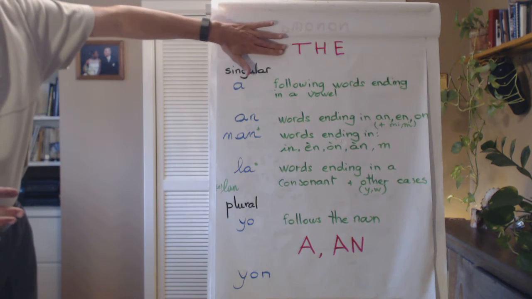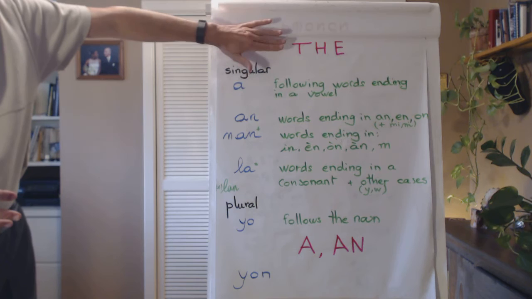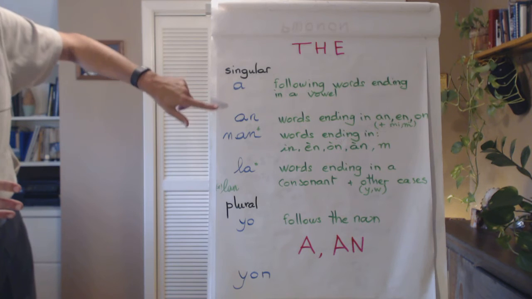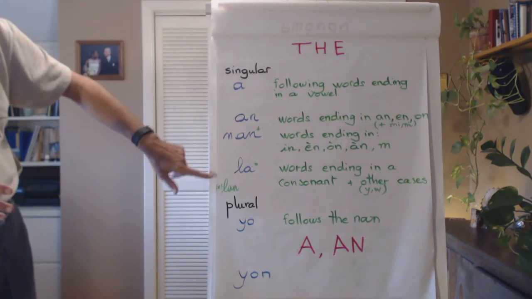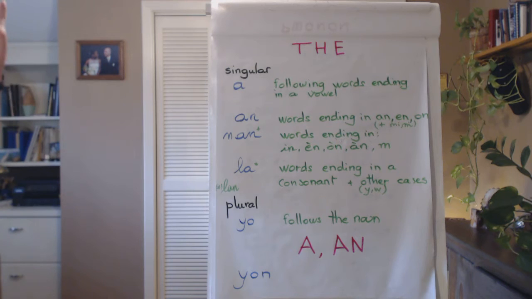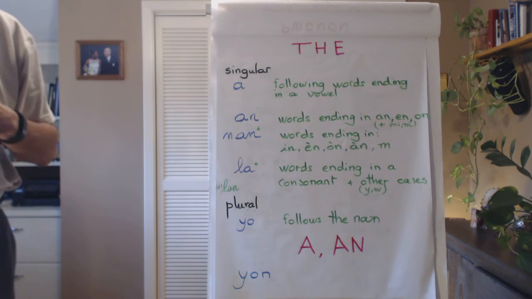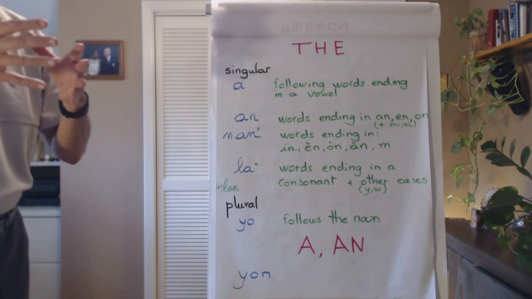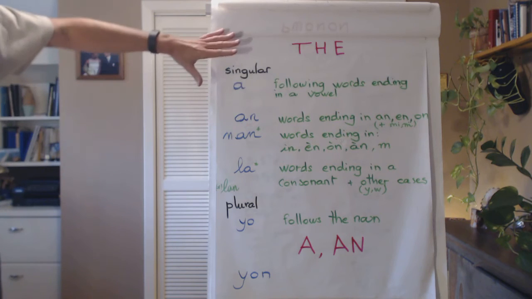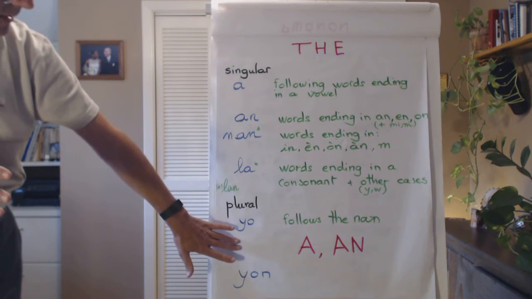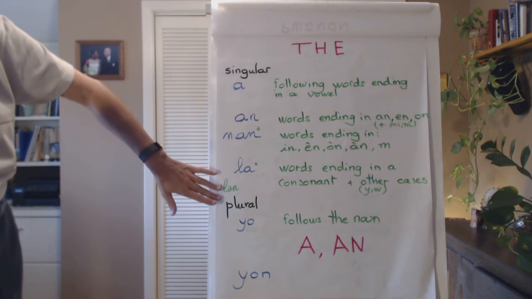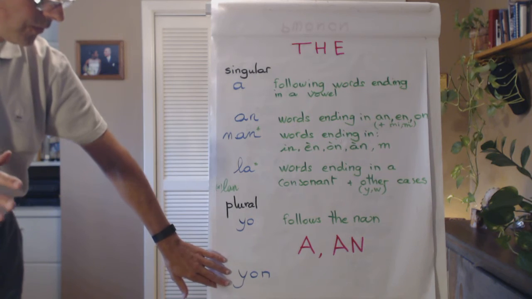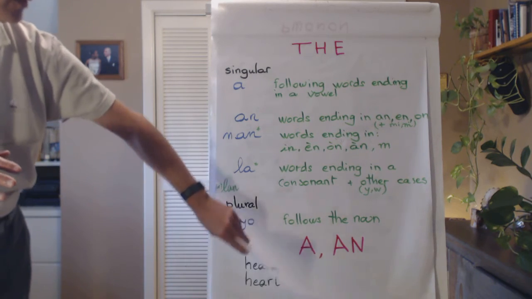So, for the definite article, singular, to translate "the", we will have 4 different situations: a, en, non, and la. Plural, easy, it's always yo after the noun. So if I want to say the cars, it will be "machine yo". So definite, indefinite, singular, plural, and then we have only yon for the singular in case of indefinite.